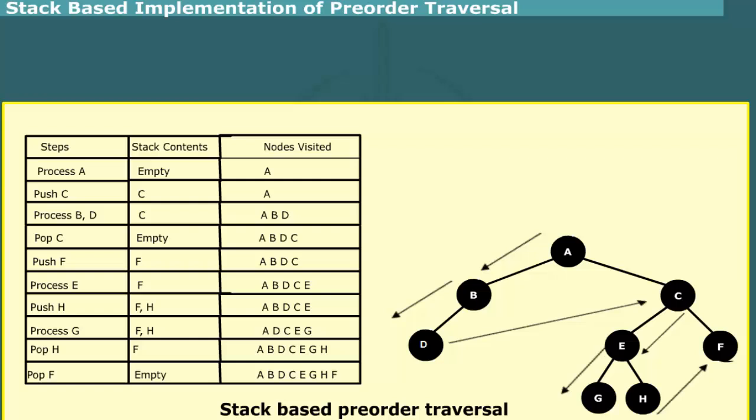Steps are summarized as: Process A, push C, process B, D, pop C, push F, process E, push H, process G, pop H, pop F. Finally, the preorder traversal is A, B, D, C, E, G, H, F.